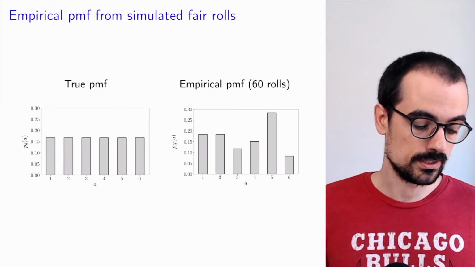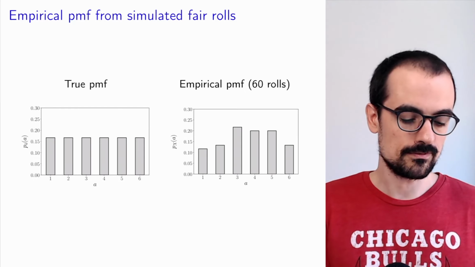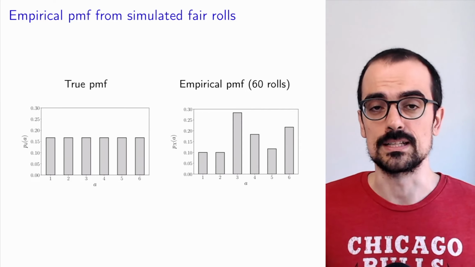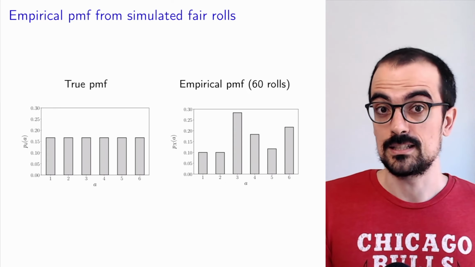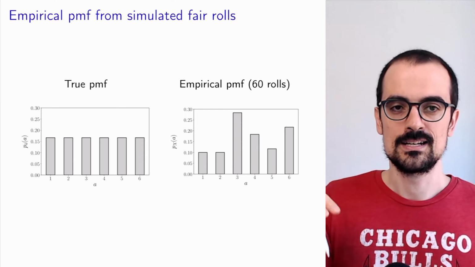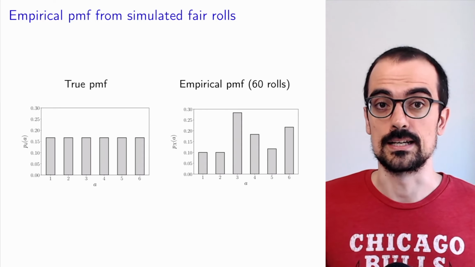So this is what you would see for some 60 rolls. If you repeat the experiment, you would see something different. And if you repeat the experiment, you would see something different. So you need to be aware of that. When you're estimating a probability mass function from data, the estimate is not going to be accurate, even if there's a true probability mass function underlying the data, which is not necessarily the case.